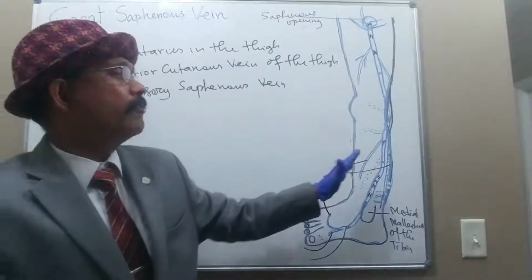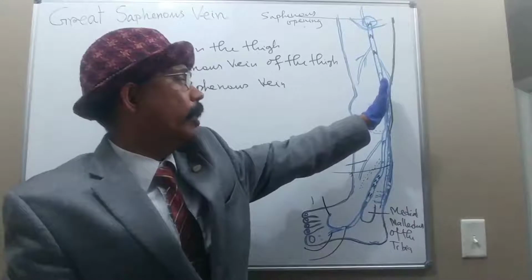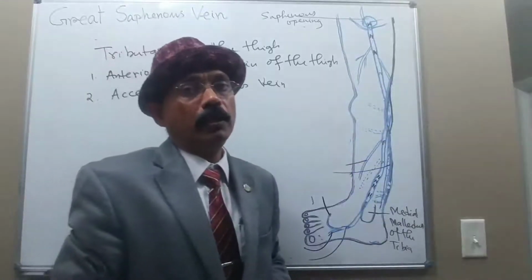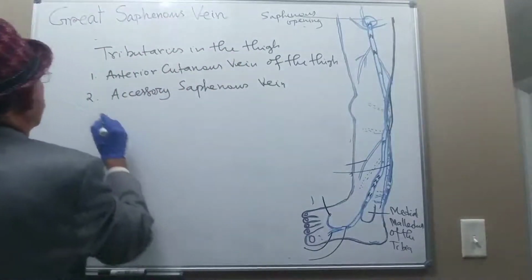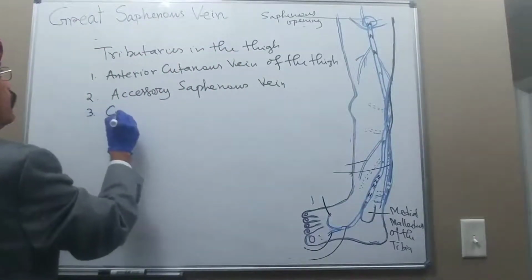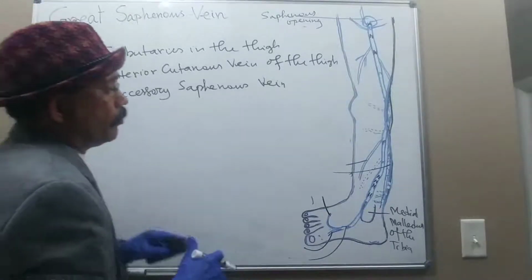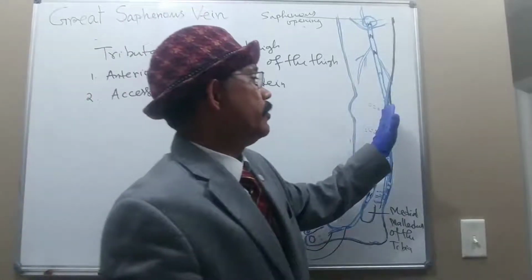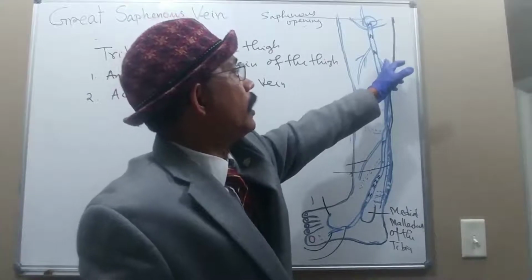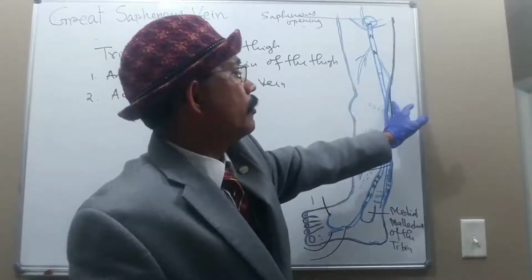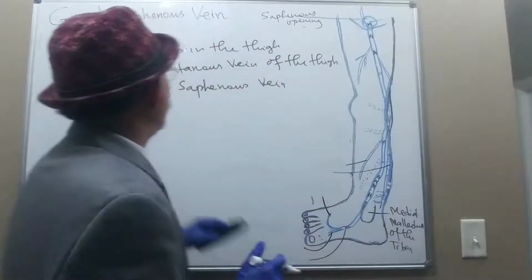We have also some connecting veins, maybe one or more than one connecting vein, between the great saphenous vein and the small saphenous vein. Okay, you can write this here. The connecting vein is mostly present in the leg area, not in the thigh area. In the thigh area we have the accessory saphenous vein that may be connected with that of the small saphenous vein.